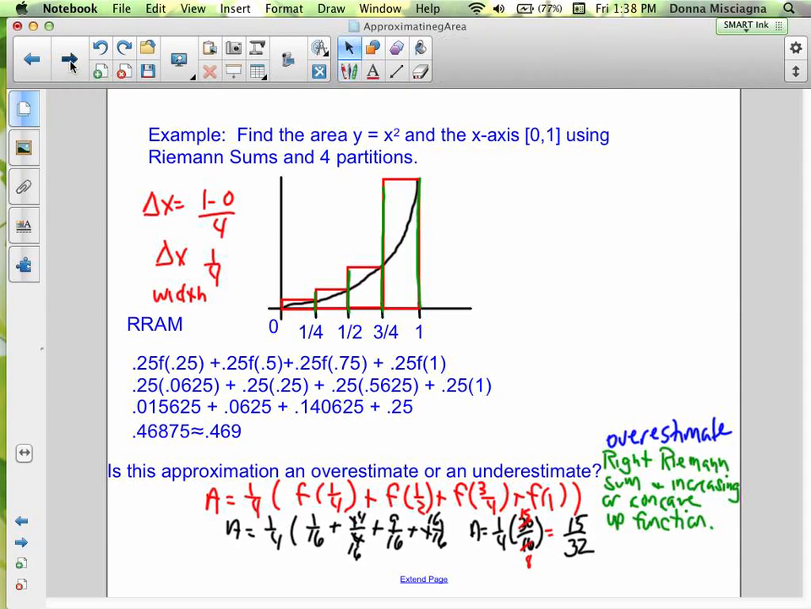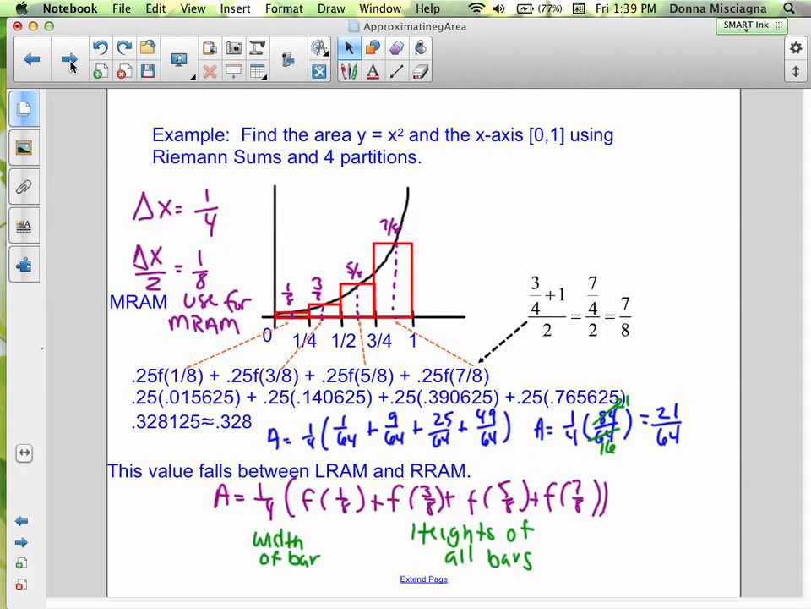All right, so now same problem, only now it's a midpoint Riemann sum. So now we're not using the 0. We're not using the 1/4. We're using halfway in between. And I think I'll draw these in for you while I'm going over it.